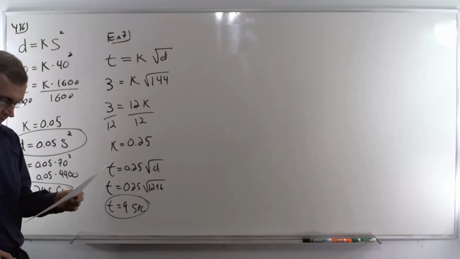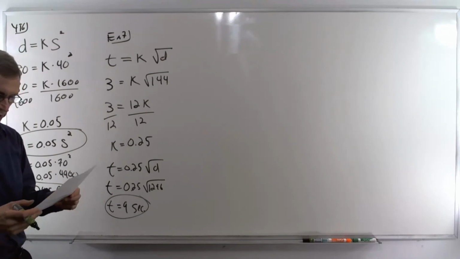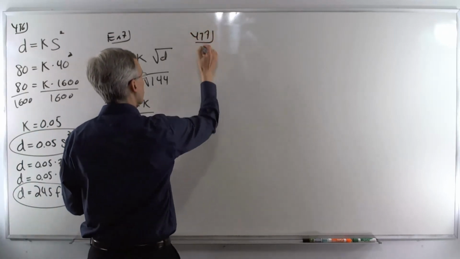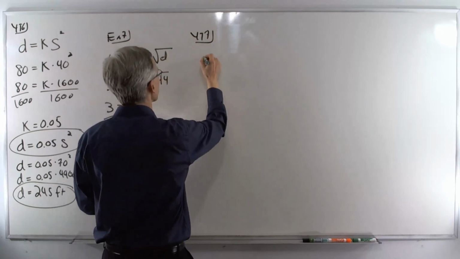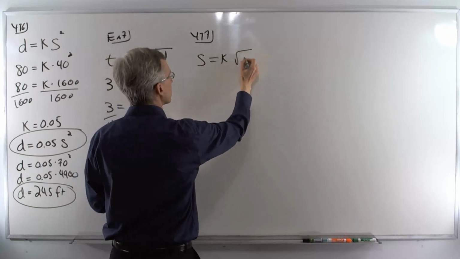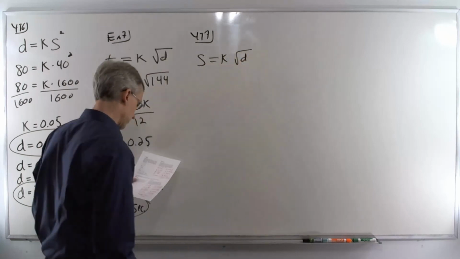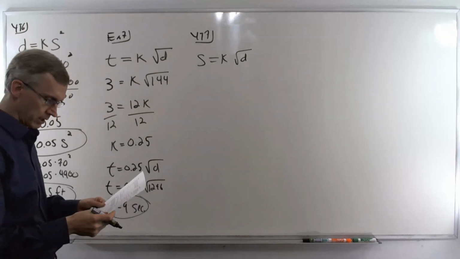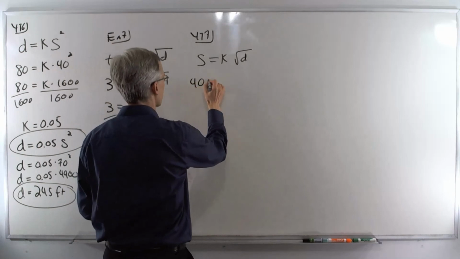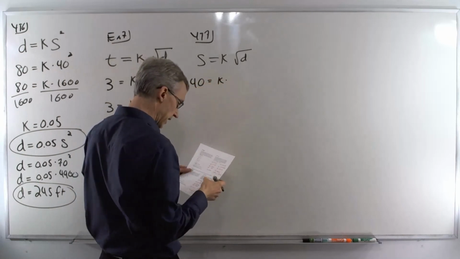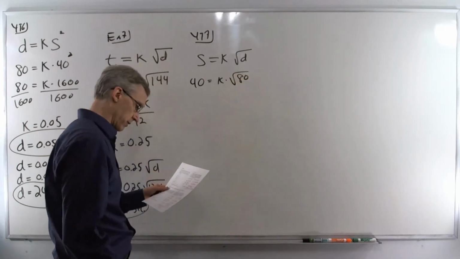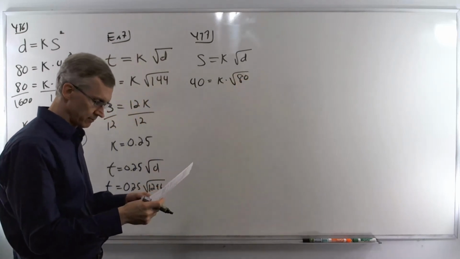Your turn, number 7. The speed of a car varies directly with the square root of the braking distance. Alright, speed varies directly, square root of the braking distance. If a car is traveling at 40 miles per hour, so speed is 40, takes 80 feet to stop, so square root of 80. Find the equation that relates S and D.